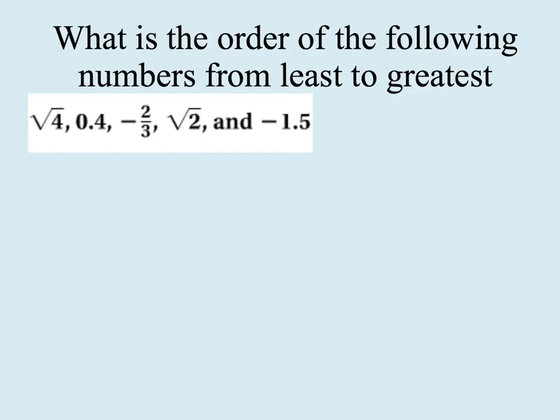What is the order from the following numbers from least to greatest? Right now, I would like you to pause the video and try to solve this by yourself. The first thing you should do is change all numbers to decimals. So as you can see, I changed or simplified the numbers there. And now it says from least to greatest.